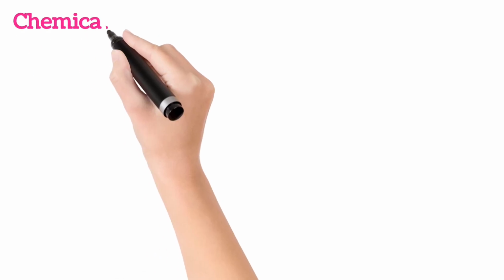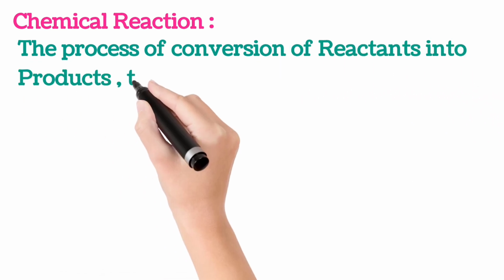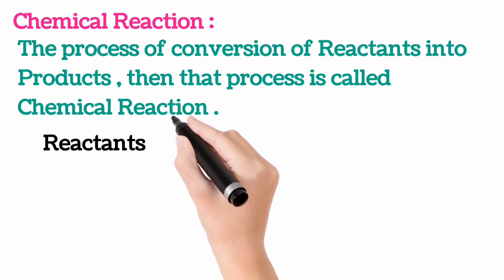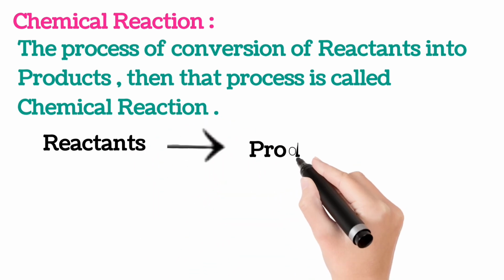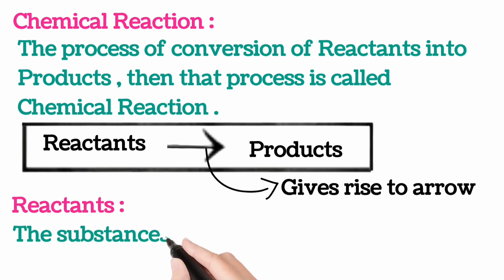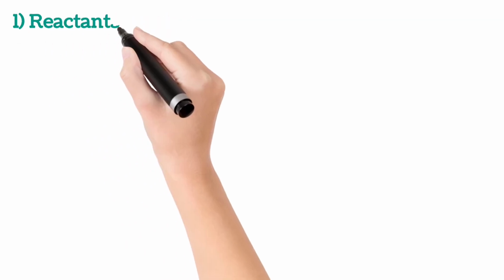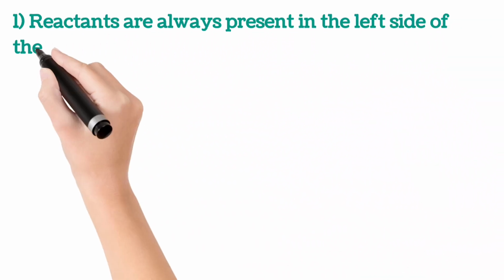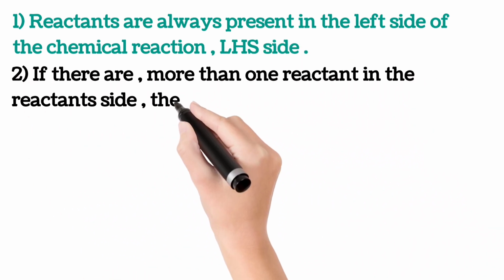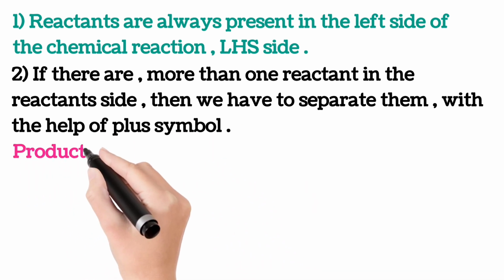Now let me explain what is a chemical reaction. Chemical reactions can be defined as the process of conversion of reactants into products, then that process is called chemical reaction. Simply, if you convert reactants into products, then that is nothing but chemical reaction. Now what are reactants? The substances which are ready to participate in the chemical reaction are called reactants. Reactants are always present in the left side of the chemical reaction, LHS side. If there are more than one reactant in the reactant side, then we have to separate them with the help of plus symbol.